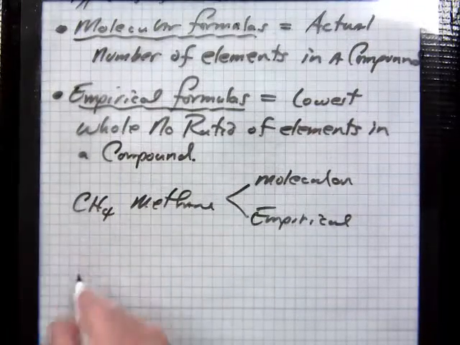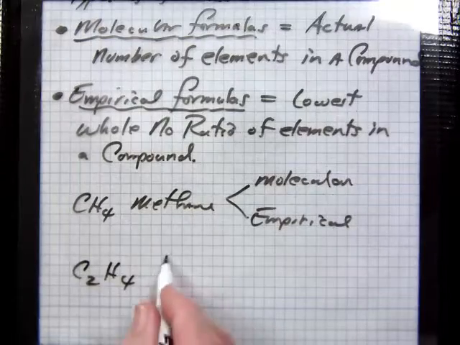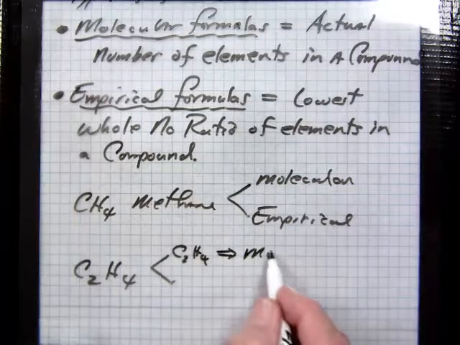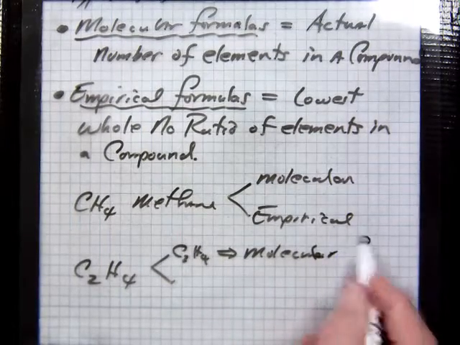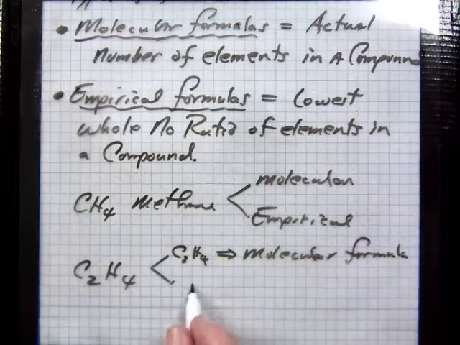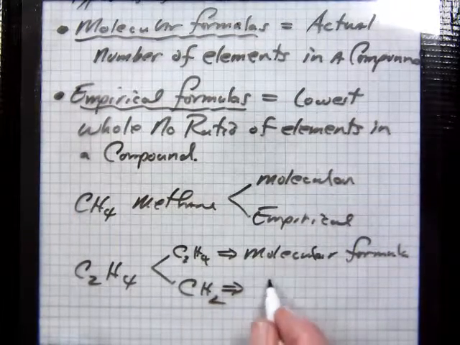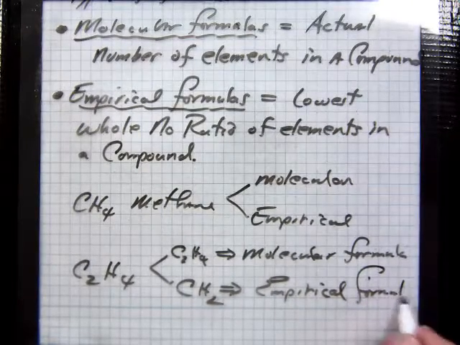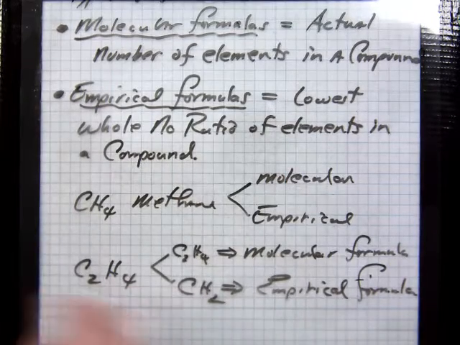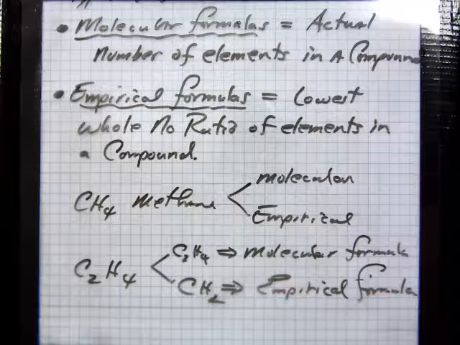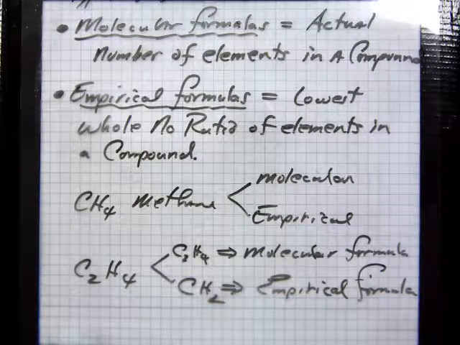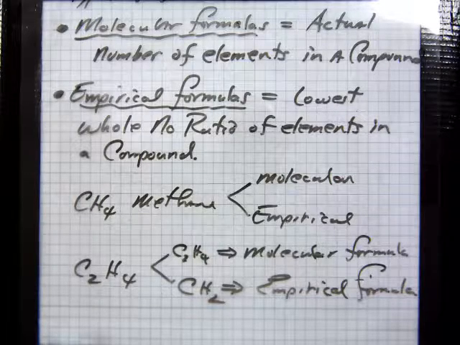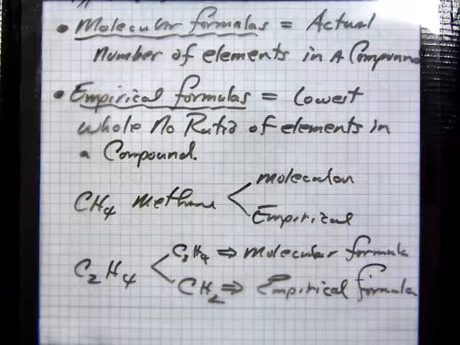However, C2H4 is the molecular formula, whereas CH2 is the empirical, because you can reduce it to a smaller set of values in the subscript like that. Now, of critical importance here is being able to determine empirical formula from percent composition.